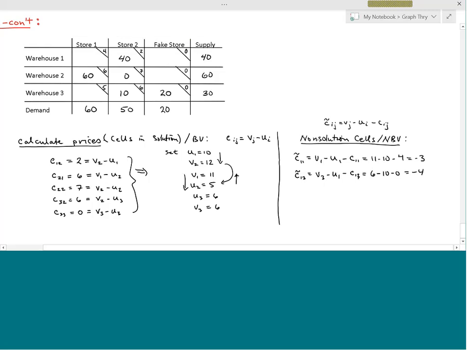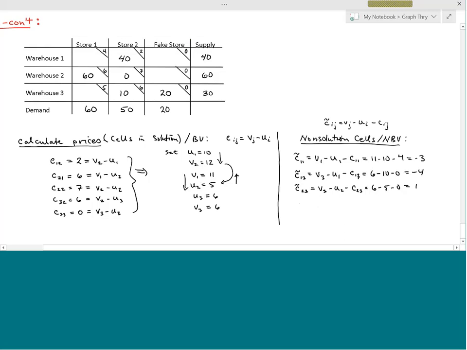Now, other blanks. Second row, we have a blank. So this is C23. So we're looking at V3 minus U2 minus the cost in that cell. So V3 we said was 6. U2 looks like 5. And the cost here is 0. So this has a positive value of 1 so far. That's the biggest number.